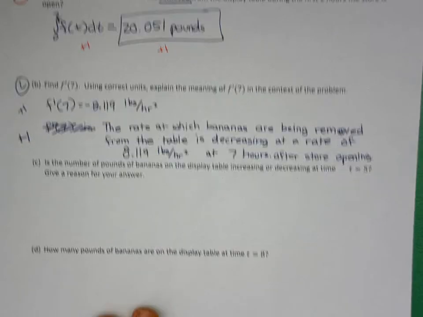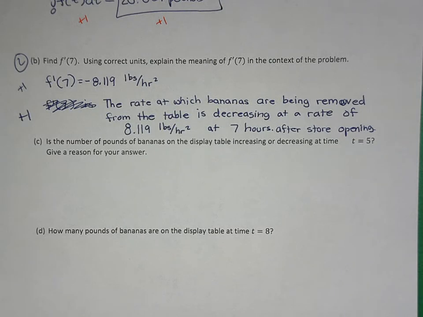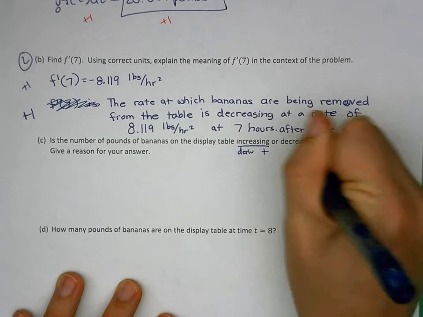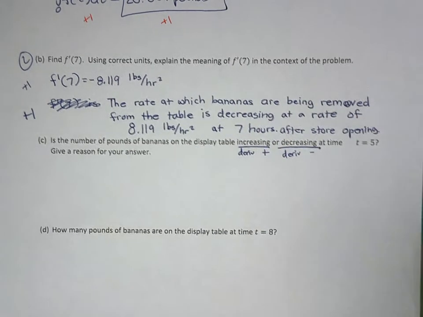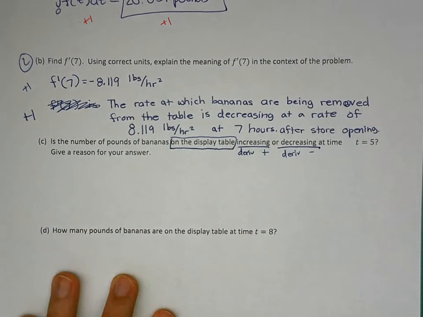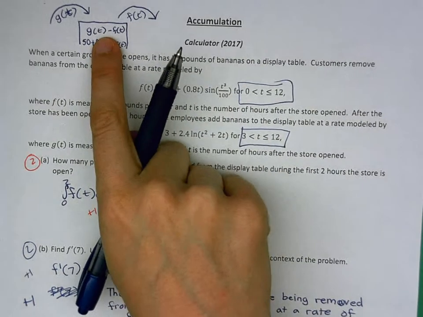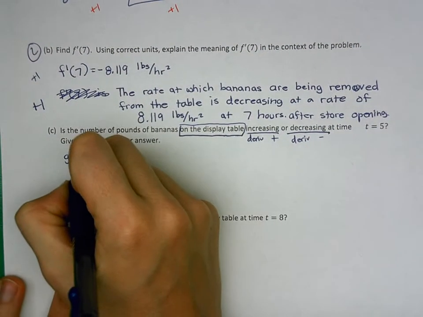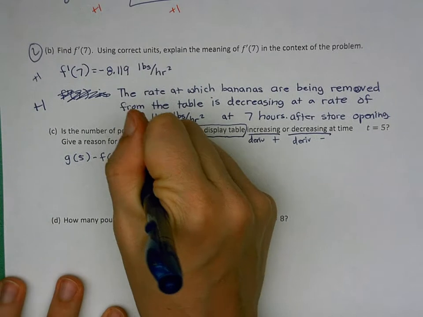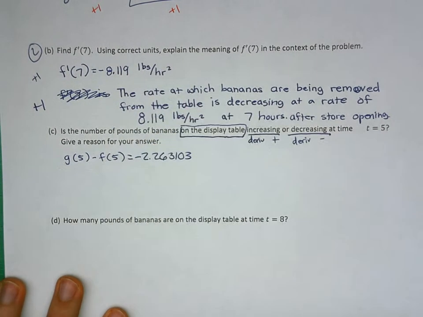Okay, C, is the number of pounds of bananas on the display table increasing or decreasing at time t equals 5? So again, how do we find whether something is increasing or decreasing? Well, it's whether your derivative is positive or derivative is negative. We're talking about on the display table, so what kind of derivative are we using there? Remember, on the display table is our g of t minus f of t. So we're going to do g of 5 minus f of 5. Plug that into your calculator, and you should get negative 2.263103.